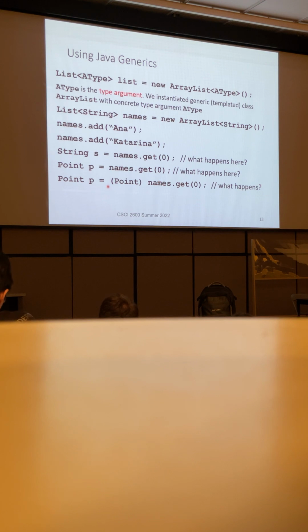For example, if we had names as a list of big I integer, not the primitive value, but their boxed value, and if this p was a number, right? Then this assignment would work even without the need for a cast, right? Because a number can be assigned a reference to an integer object.